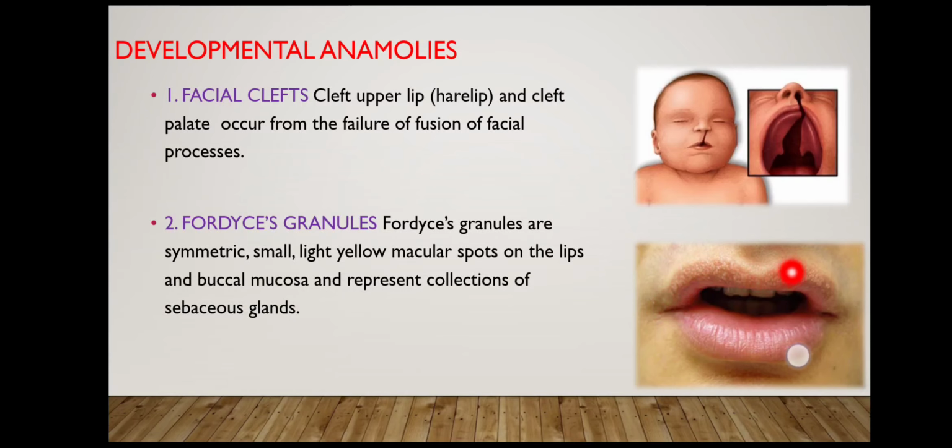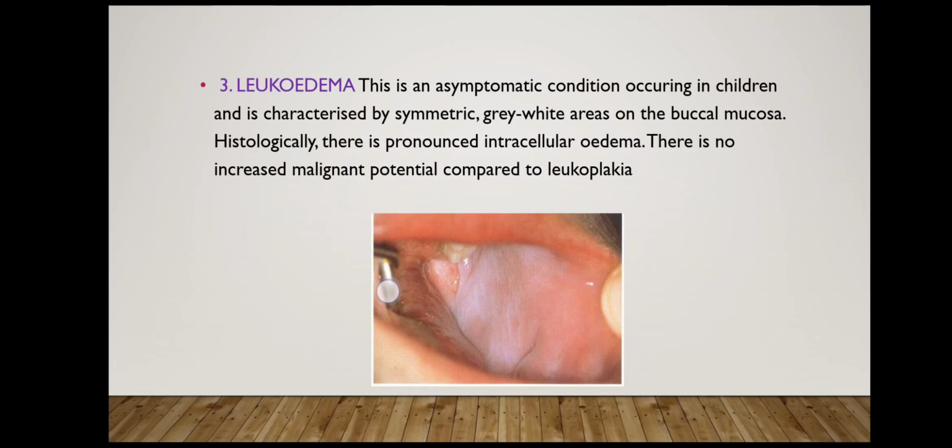Fordyce granules are symmetrical, small, light yellow macular spots present on the upper lip mostly and also inside in the buccal mucosa, and these are nothing but a collection of sebaceous glands. Leukoedema is an asymptomatic condition occurring mostly in children characterized by symmetric gray-white areas on the buccal mucosa.